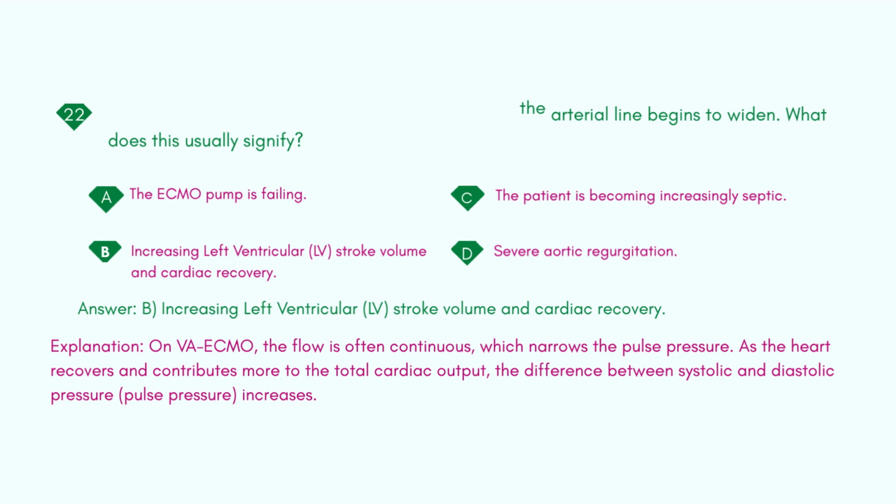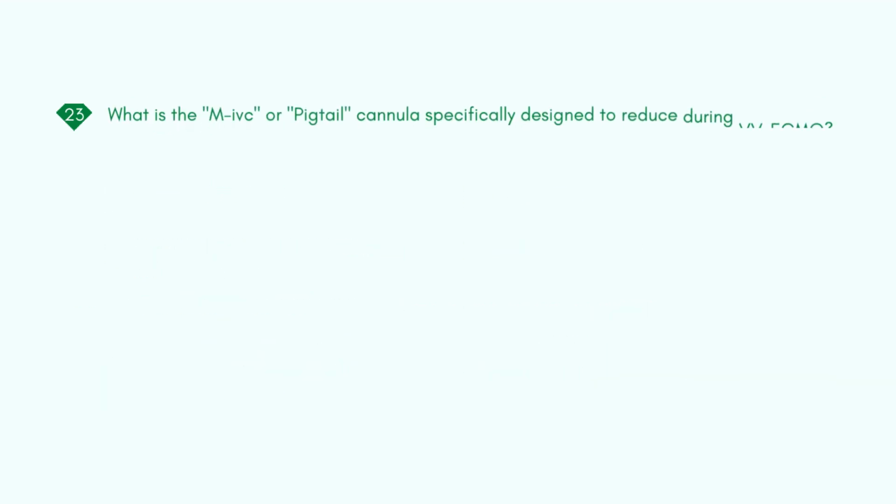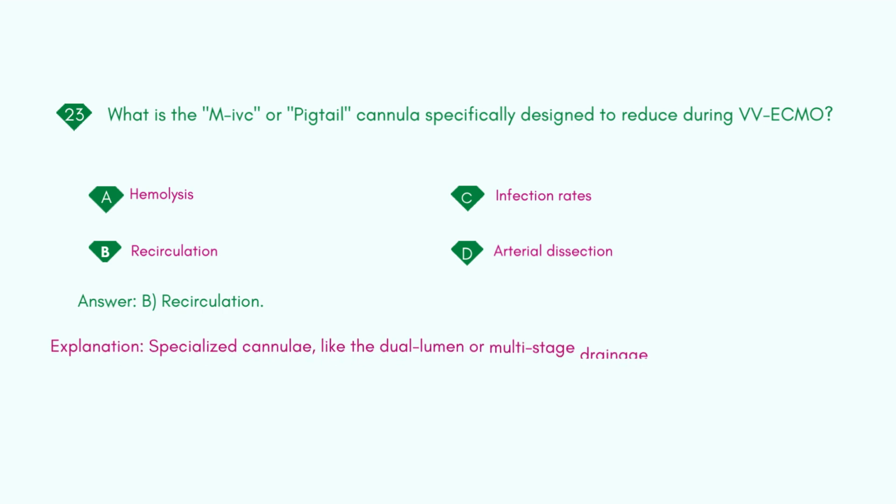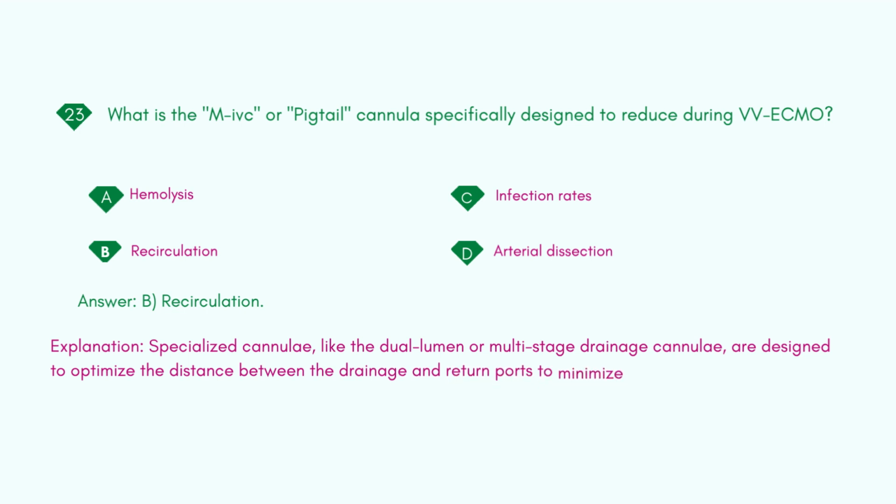What is the MIVC or pigtail cannula specifically designed to reduce during ECMO? A. Hemolysis. B. Recirculation. C. Infection rates. D. Arterial dissection. Answer: B. Recirculation. Explanation: specialized cannulae, like the dual-lumen or multi-stage drainage cannulae, are designed to optimize the distance between the drainage and return ports to minimize the resuctioning of oxygenated blood, recirculation.